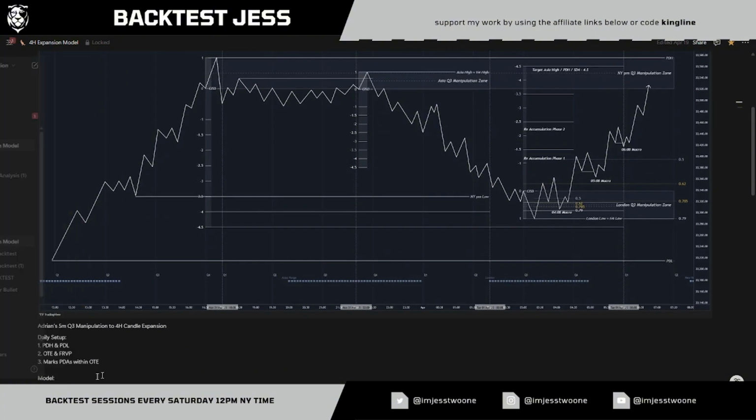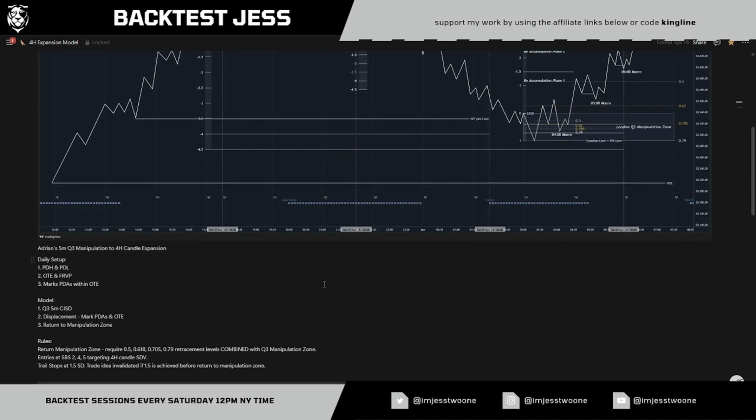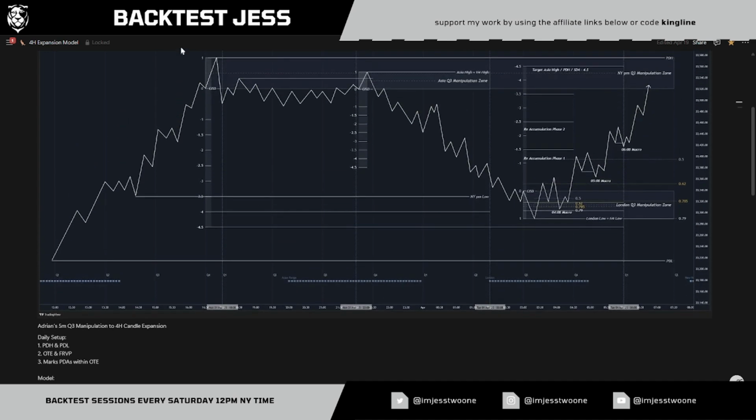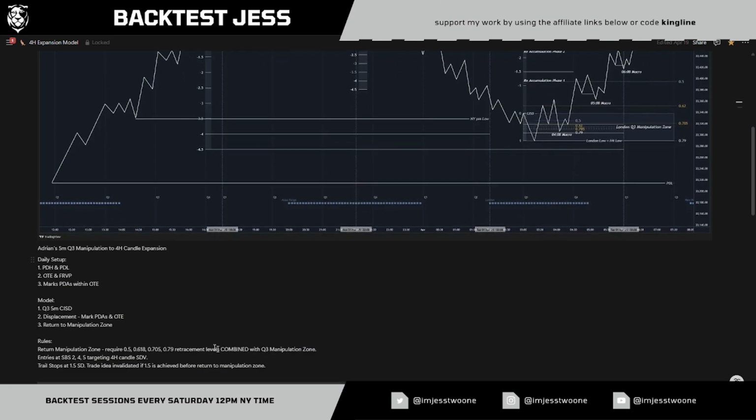First, we're going to set up our charts every day to seek previous day high and previous day low. Then we're going to mark out OTE of that range, as well as the fixed range volume profile. We're going to mark the PD arrays within OTE, and then we're going to look for some sort of setup for the next 4-hour candle expansion to either get into that area or back away from it. The idea is that we're looking to catch the 5-minute manipulation to catch the 4-hour candle expansion.